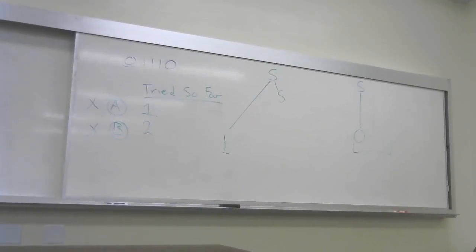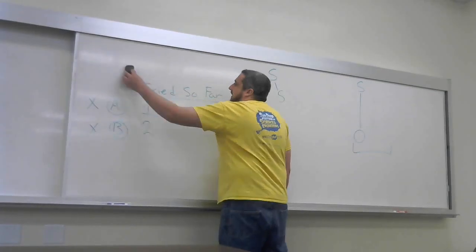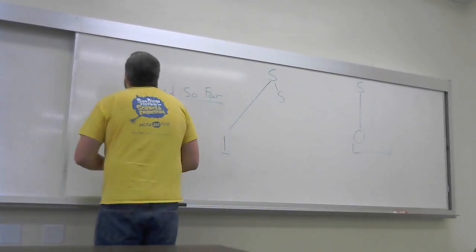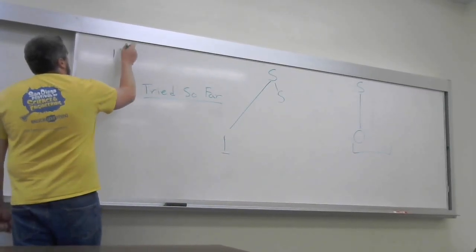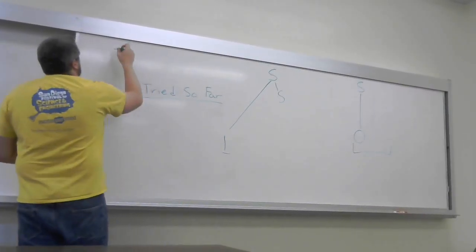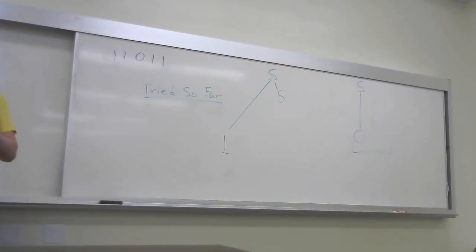All right, so now we're going to do one with a 0 in the center. Okay? Let's try 1, 1, 1, 1, 0, 1, 1. Let's try that. Let's try to validate that sentence using these rules.